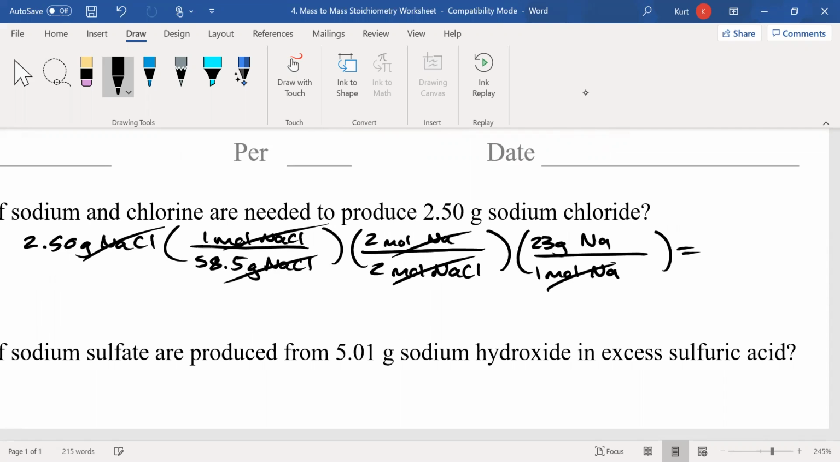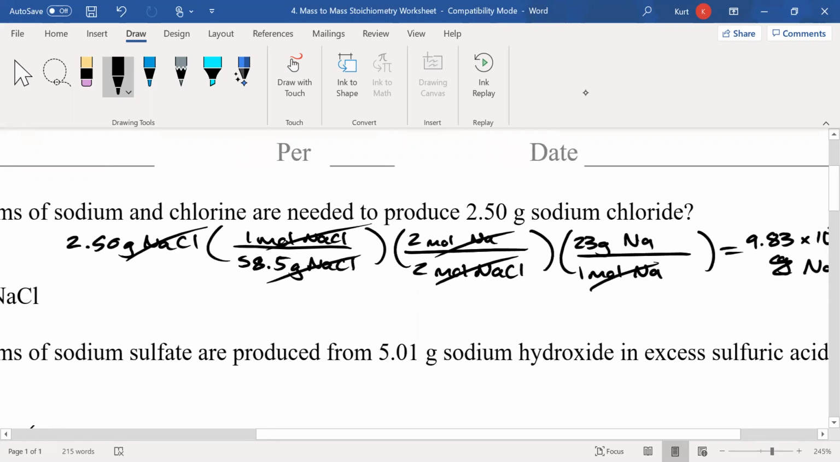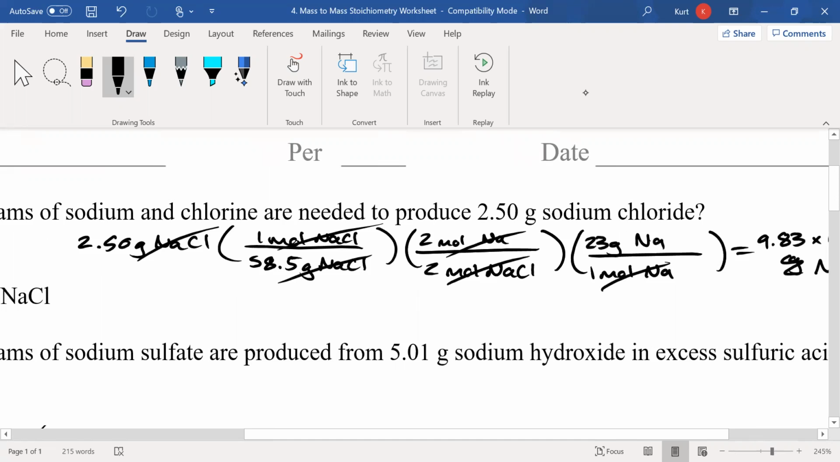So everybody, I need your help. What is 2.5 divided by 58.5 times 23? What? Speak up. Come on. 9.80 because it needs to be 3 sig figs. 9.83 times 10 to the what? Grams of sodium. Is that right? Yes, Carson. Yeah, do that on your way here.